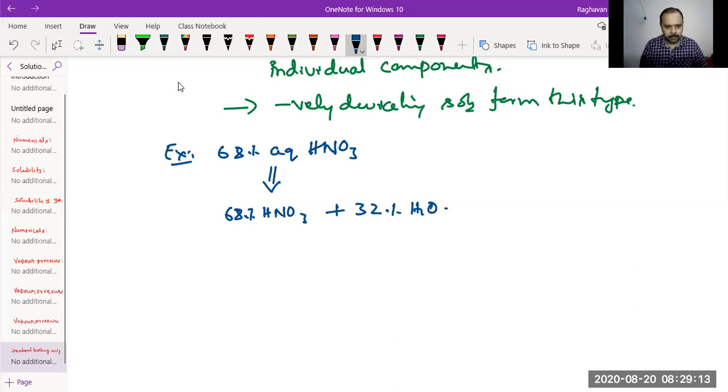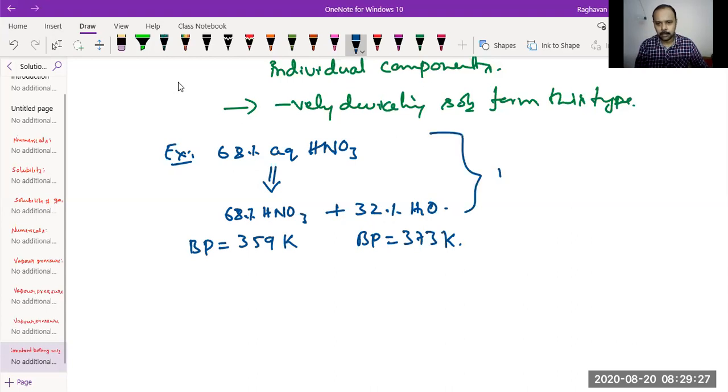These are the boiling points of the individual liquids, 359 kelvin and 373 kelvin. And the mixture boiling point should be higher than the highest. It should be more than 373.5 kelvin. So it is found to be 393.5 kelvin. Exactly, that is it. So this is about constant boiling mixtures or azeotropic mixtures.